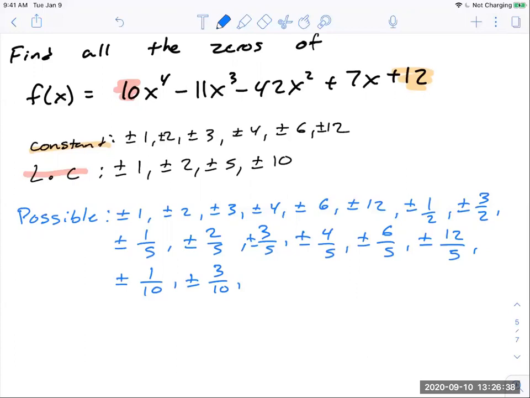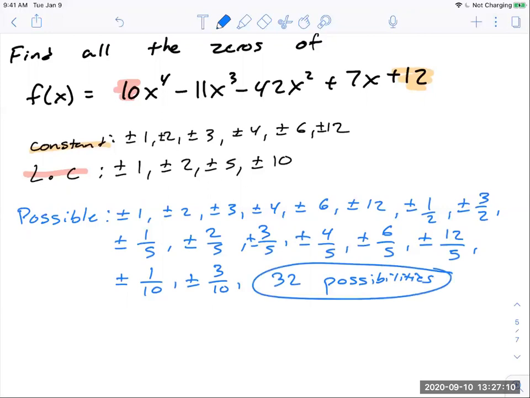How many possible roots do I have here? 16. Positive or negative would make it 32. Thirty-two possibilities out of how many zeros in this answer? Four. I'm only going to have a total of 4. Now that doesn't even include imaginary numbers here.